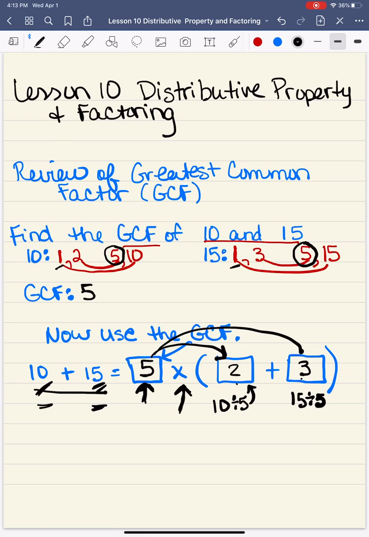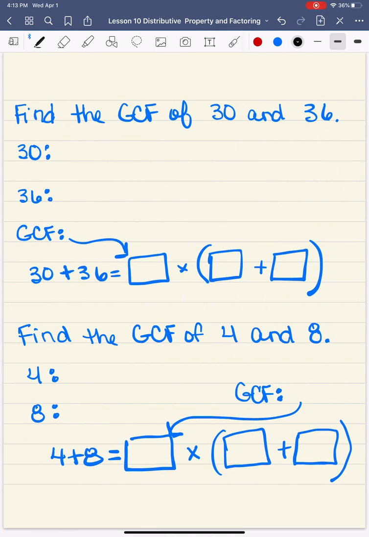Okay, let's try another one. It may seem confusing at first, but just stay with me. So this time we're working with 30 and 36, so I need to find the factors of those and then determine the greatest common factor. So 1 will pair with 30. 30 is an even number, so 2 will go in there. 2 times 15.